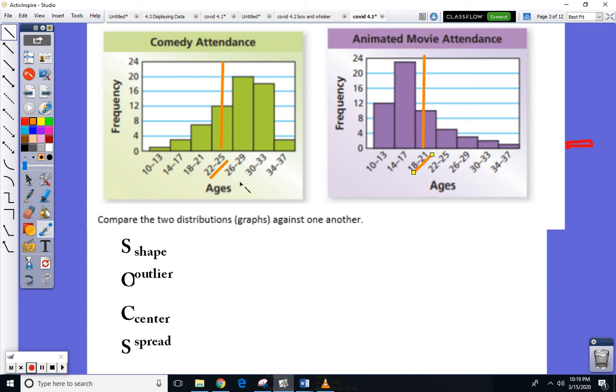So in which group is the center the oldest? The center is the oldest over here in comedy.